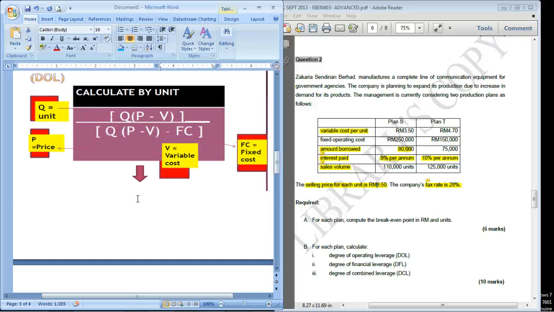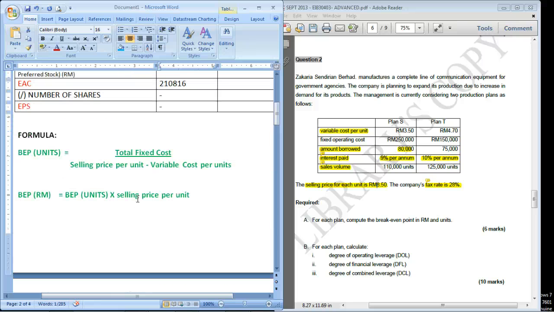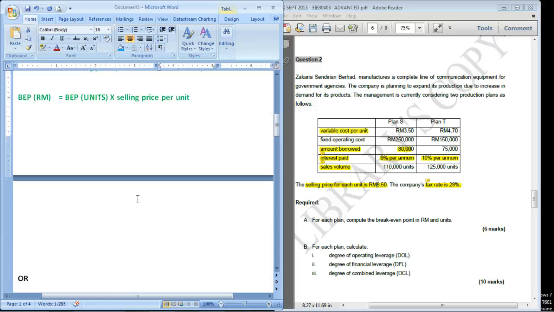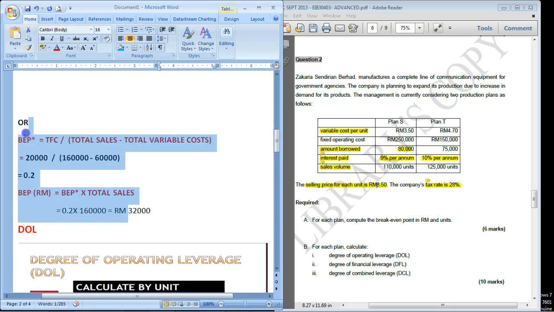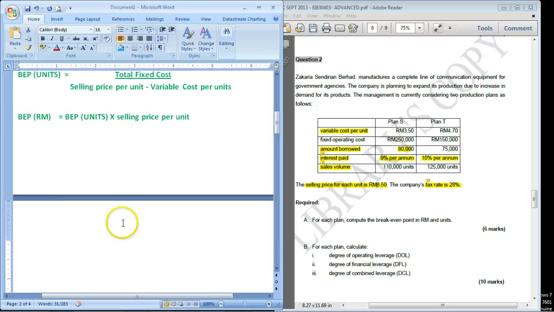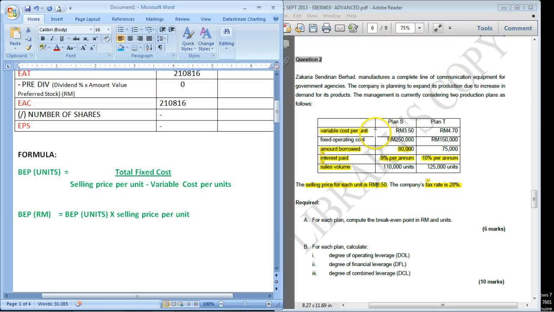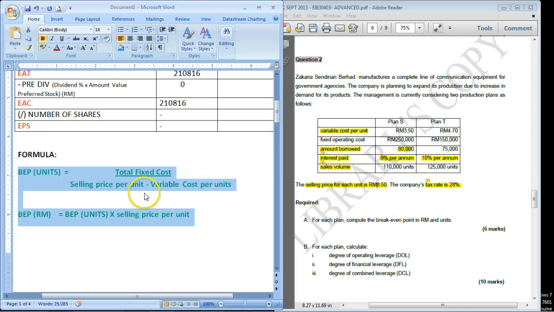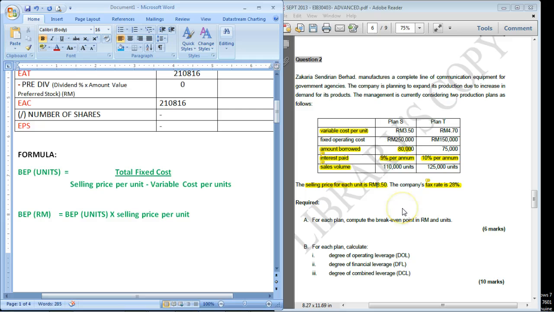DFL has only one formula, only this. For DOL, you need to use either one; I allow it. But for break even, you have to use the brown color formula if the question does not provide any unit. But my advice, if the question gives you per unit for break even, better you use this green color formula. So total fixed cost is what? 250, divided by your selling price per unit, 850.